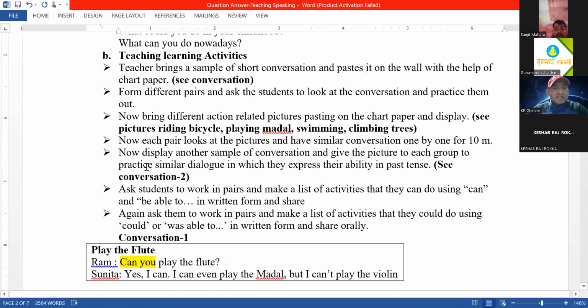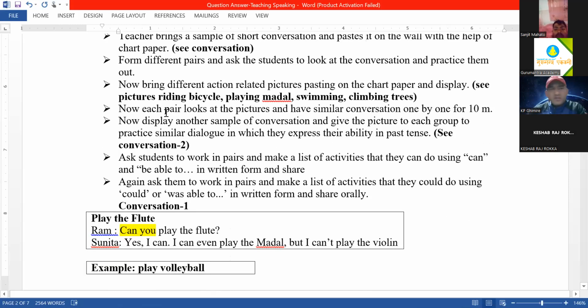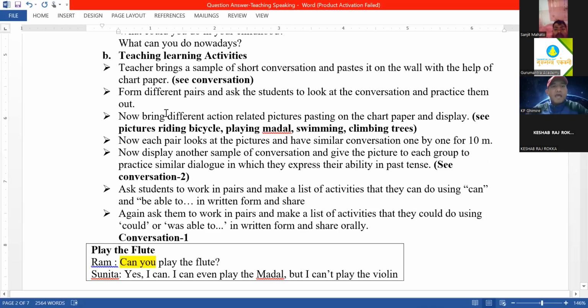Conversation is there and teacher has to form different pairs of students and ask students to look at the conversation and practice them out, lead them. So first what teacher has to do? Students cannot speak themselves. So teacher has to involve the students in speaking activities. Lead them to practice beforehand, like they can practice several times. Now teacher brings different action related pictures on the chart paper and displays them, like riding bicycle, playing marble, swimming or climbing trees, etc. Pictures, the teacher displays them. You don't need pictures, you can just write only.